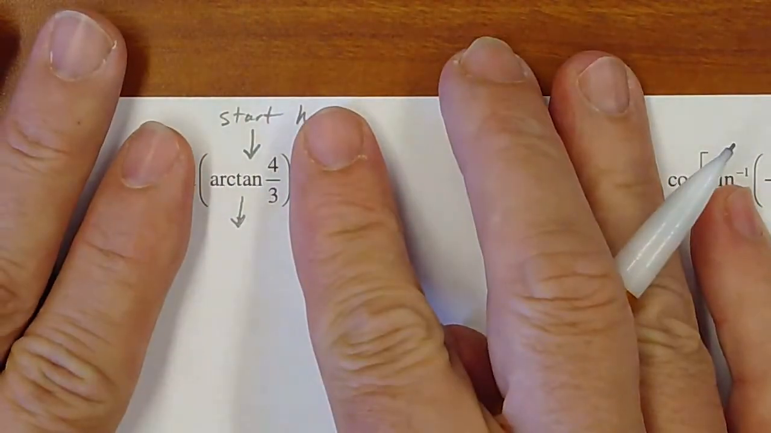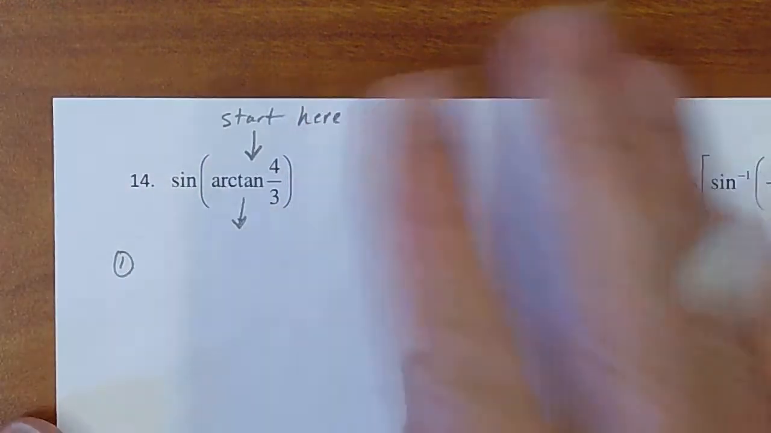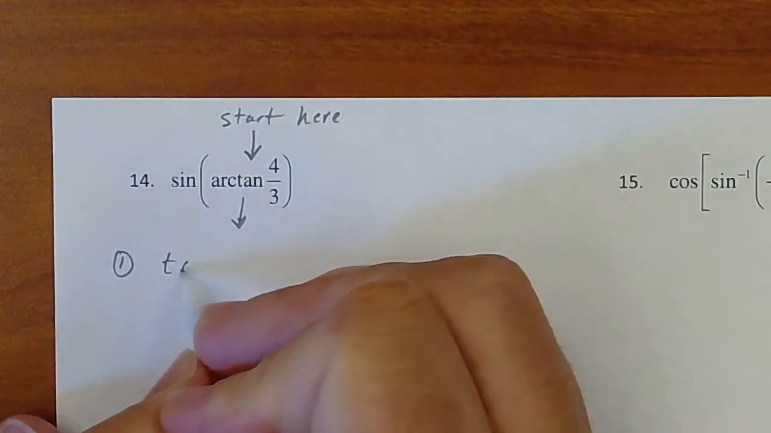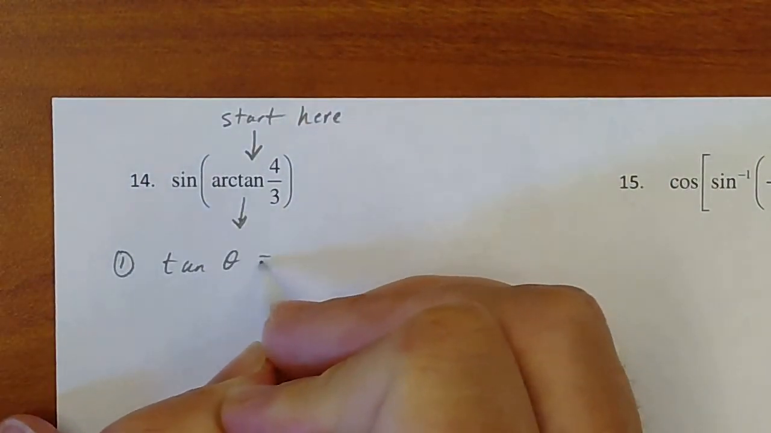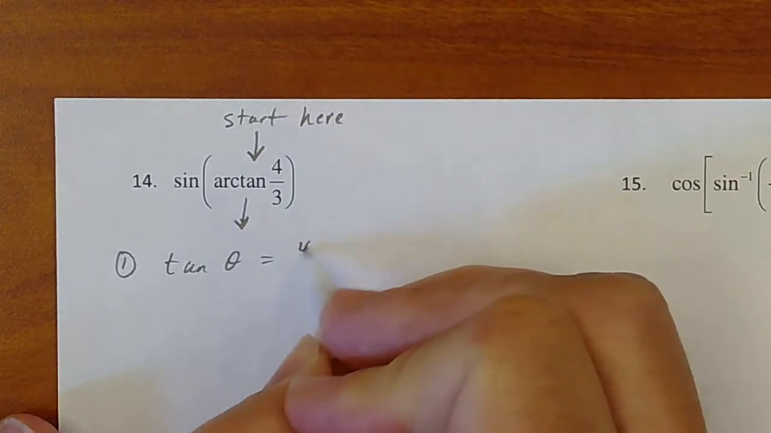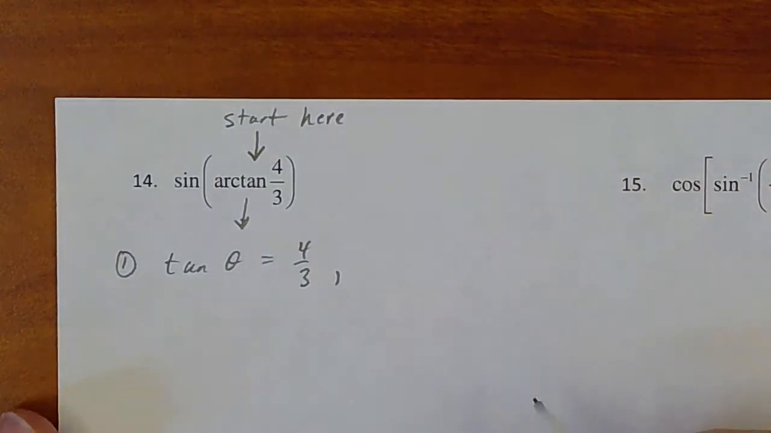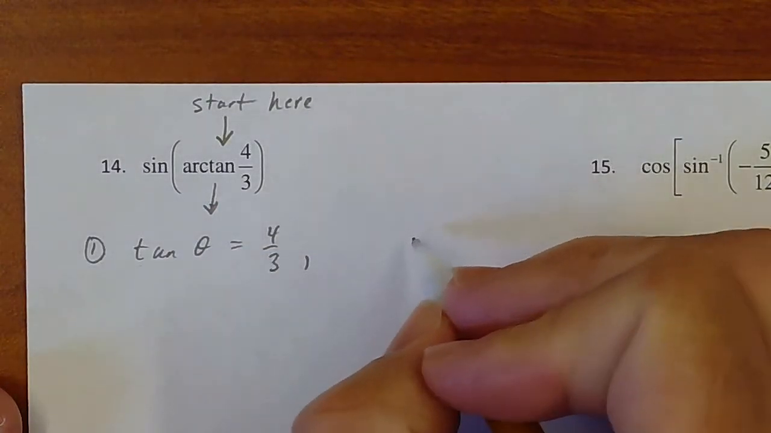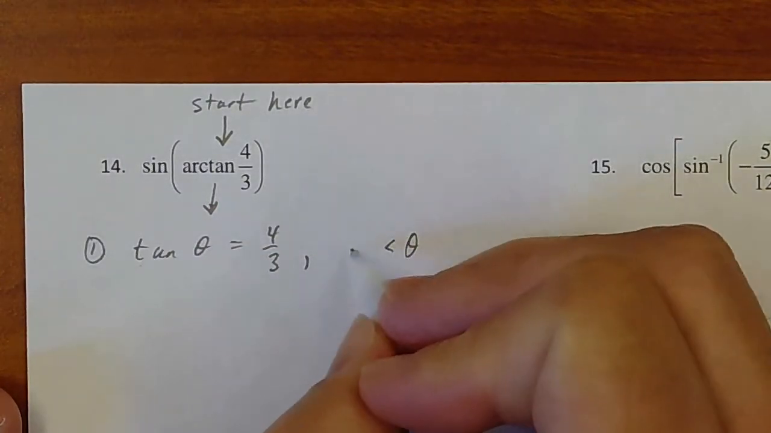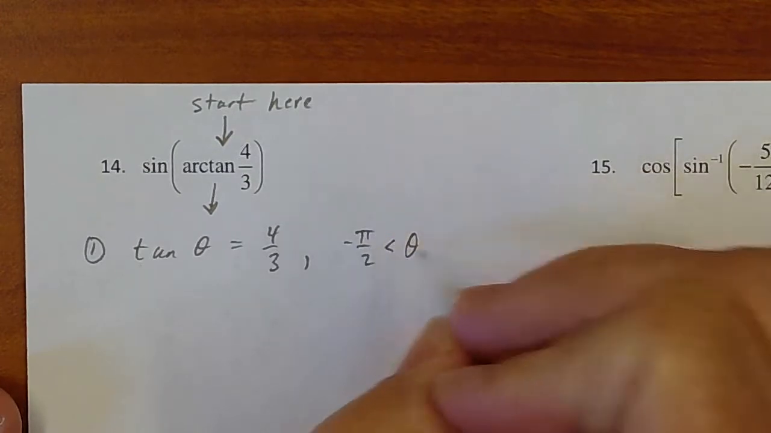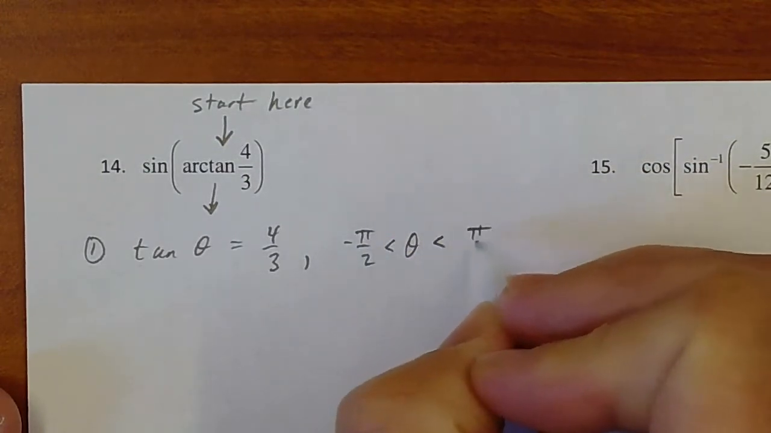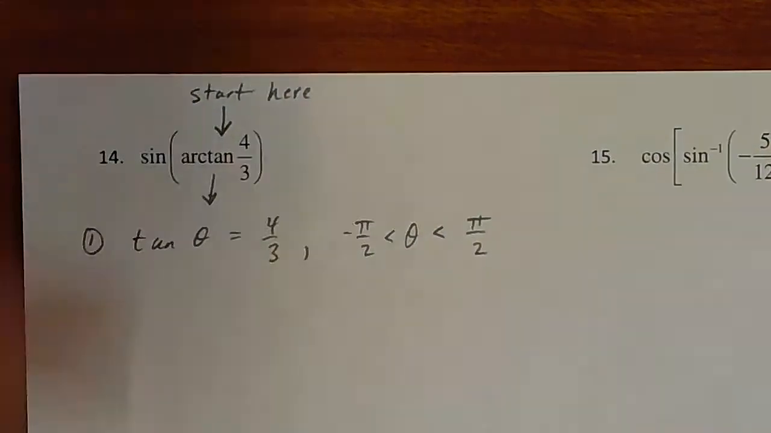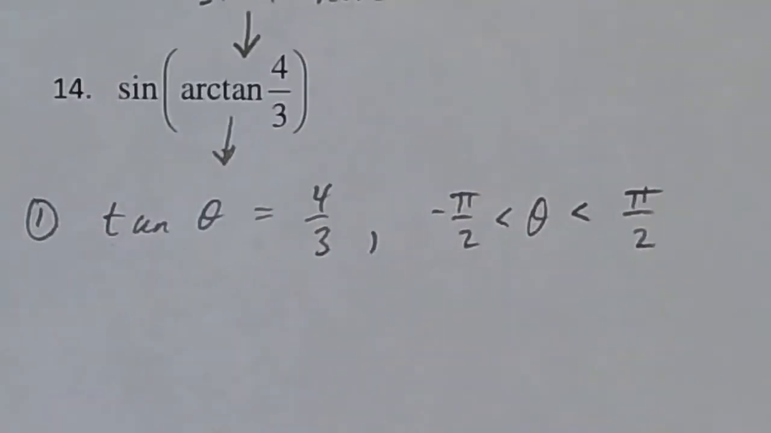Ignore the sine altogether. What does it mean for it to be arctan 4/3? It means we want to find the angle. Tan of what angle gives me 4/3? And then let's recall the restrictions on theta for tangent. Theta has to be greater than negative pi over 2 and less than positive pi over 2.